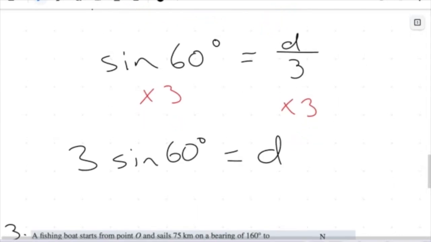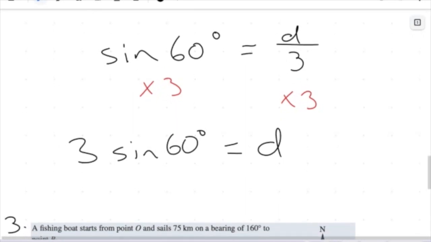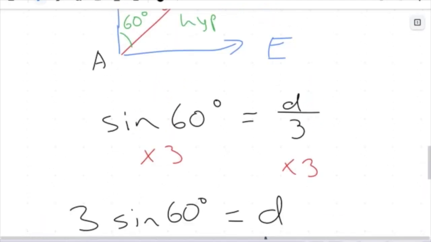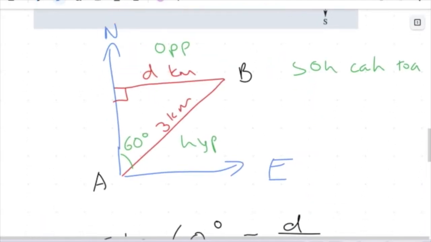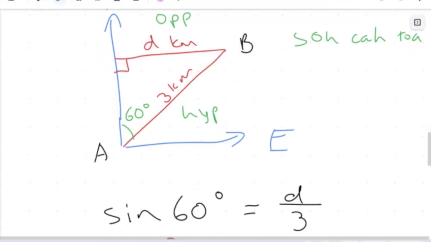And when I pop this into my calculator and round this to one decimal place, I'm going to get the length of D being 2.6 kilometers here. So that means my point B is 2.6 kilometers east of my point A.